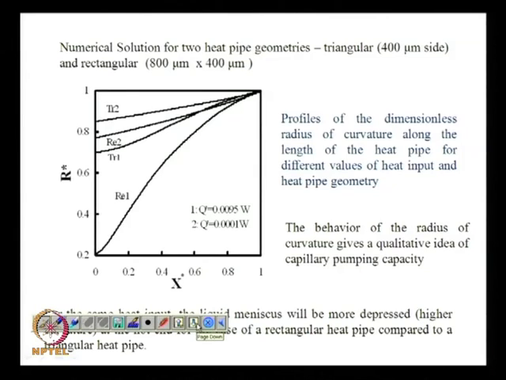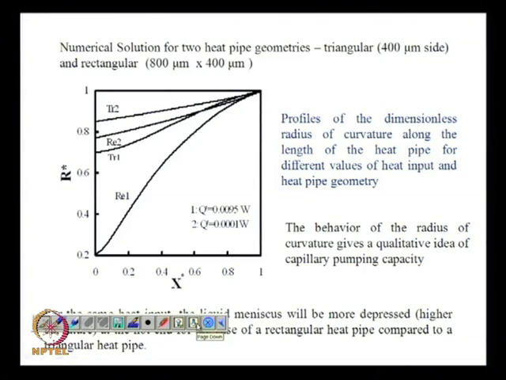Now, these equations are solved numerically for two different geometries experiencing identical heat transfer conditions. That means the amount of heat supplied to the hot end of such a micro heat pipe is fixed for the rectangular as well as for the triangular heat pipe. The sides are mentioned, 400 and 800 into 400.